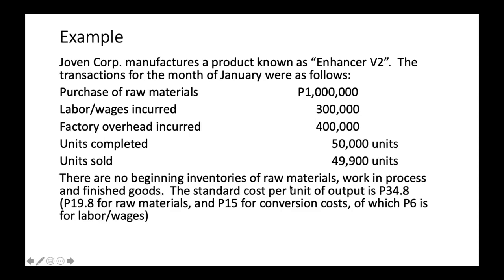There are no beginning inventories for raw materials, work in process, and finished goods. The standard cost per unit of output is 34.8. From the 34.8, 19.8 is for raw materials, 15 pesos for the conversion cost, and that includes labor and overhead. So 6 pesos is allotted for labor. Therefore, if this is 15 pesos and this is 6 pesos, 9 pesos is for factory overhead. This is the standard cost. Therefore, this is the applied cost for the units produced in the production.